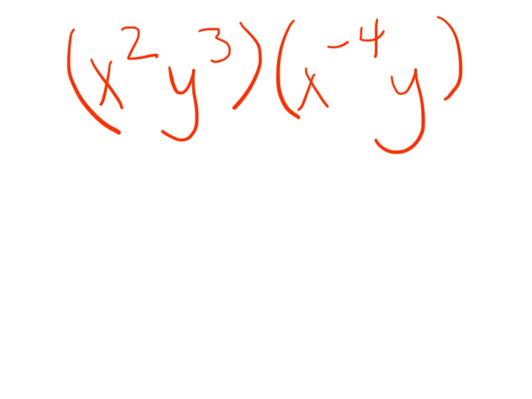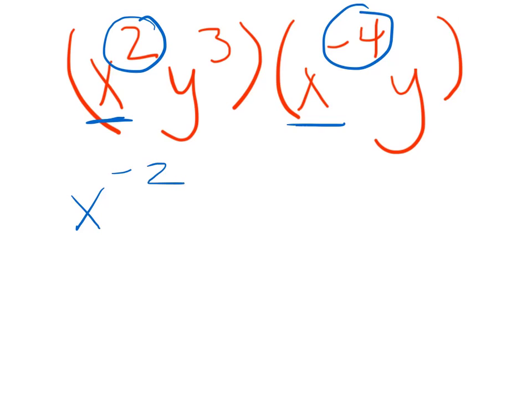What we're going to do here is just simplify as much as we can, and we're going to think about our rules for exponents. So I want to start here with x to the second, x to the negative fourth. So I'm multiplying, so I'm going to add exponents. So I get x to the negative second, and then I have y to the third and y.